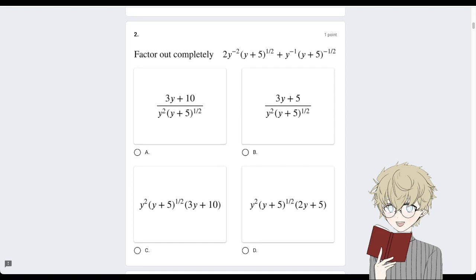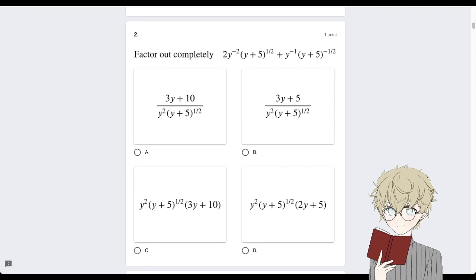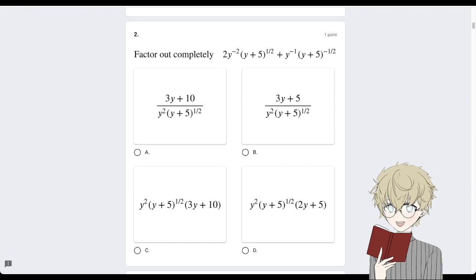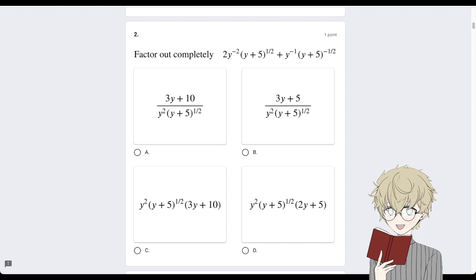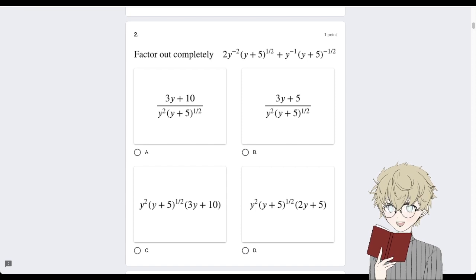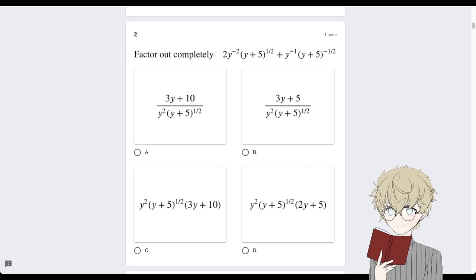Factor out completely, 2y to the power of... Okay, I'm not saying this, this is actually really long. But what this is trying to tell us is to make it look better. That may not be what factor out completely means, but look, you can already see it doesn't look good, and the stuff down here looks a bit better because there's no negatives and stuff like that, right?